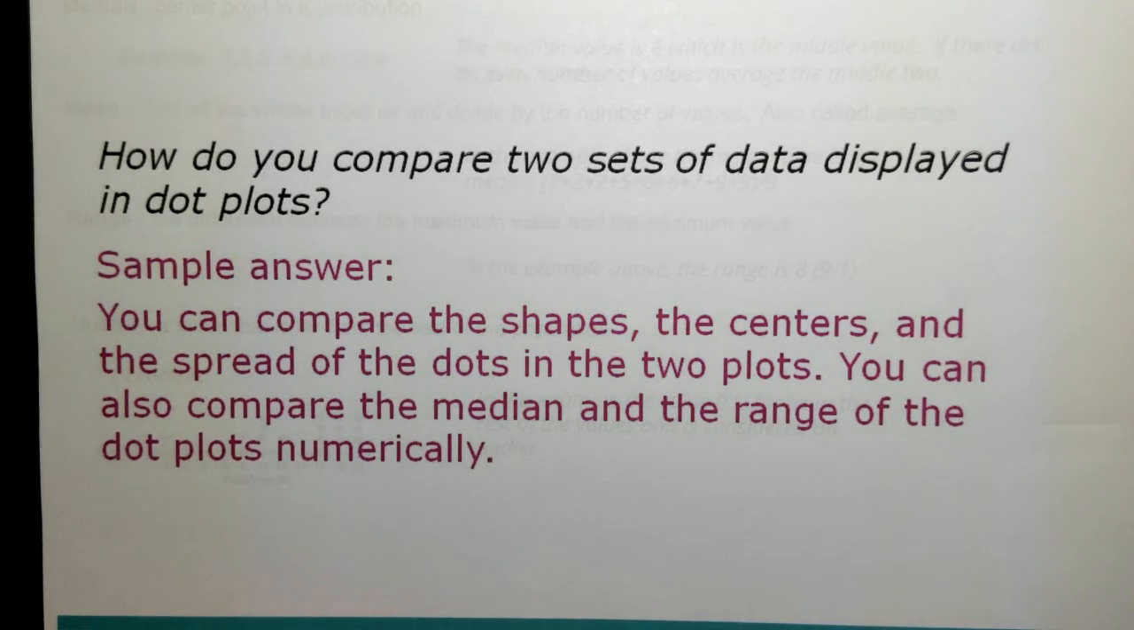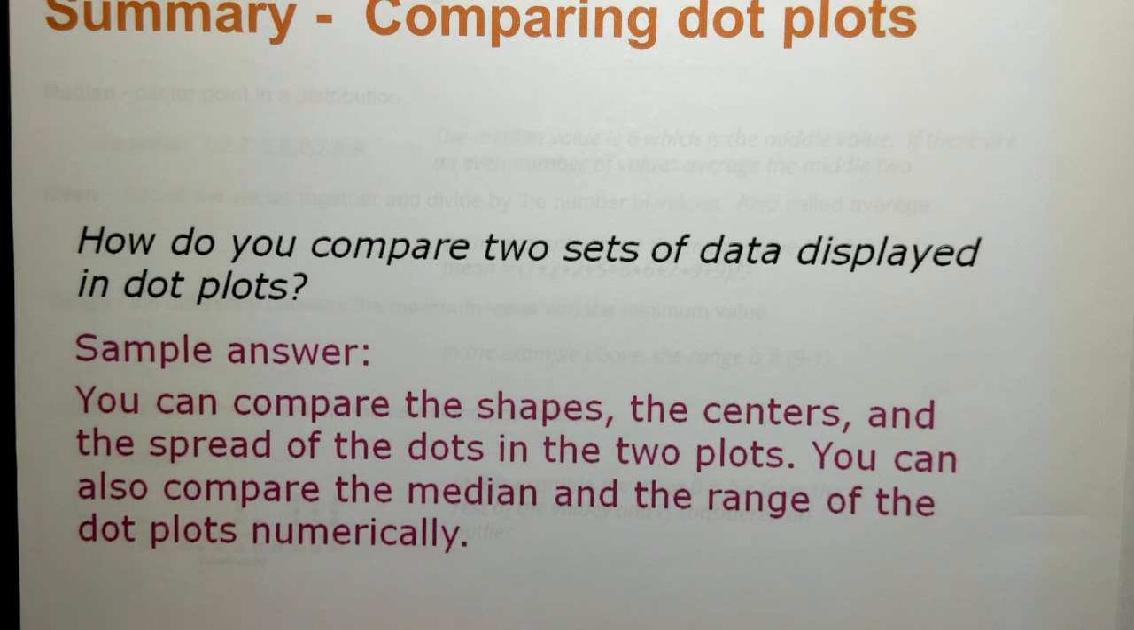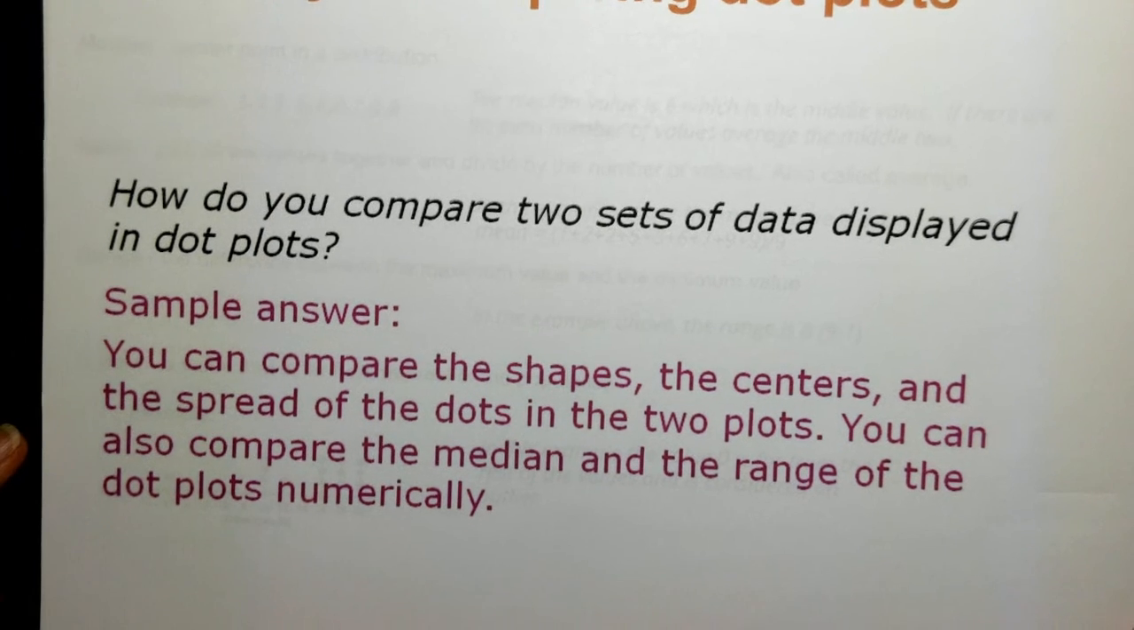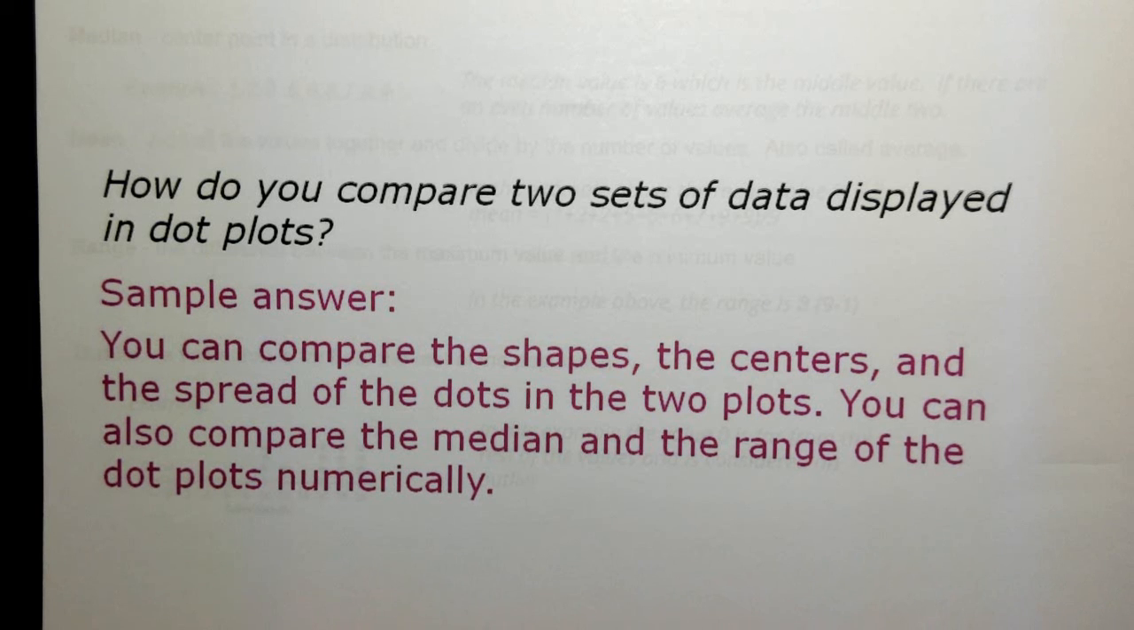So summary of this, it's very straightforward today. How do you compare 2 sets of data displayed in dot plots? Well, we're going to get the practice of comparing first the shapes. That's where you first approach them and look at them visually and see what patterns you might see. Then you move on to the centers, and in dot plots, because the frequency is a low number of points, most likely you'll be using medians. You could use means as well. And then the spread, and you can compare the median and the range of them now numerically.